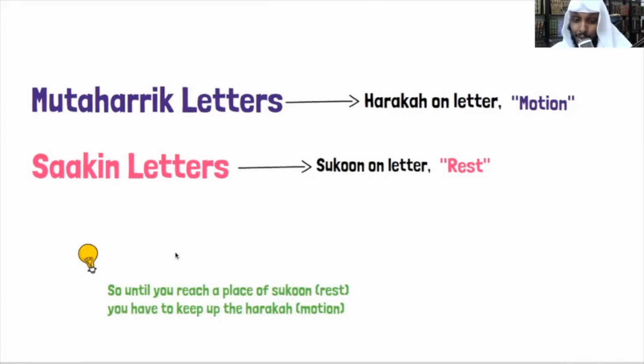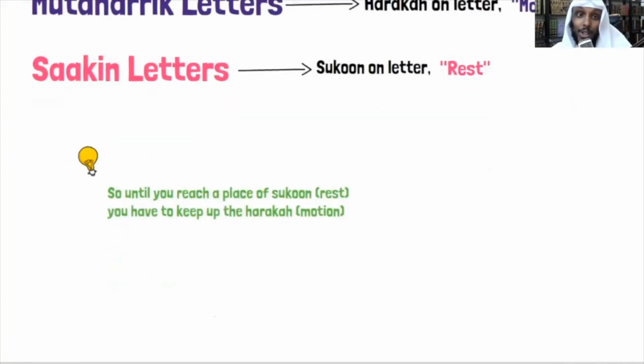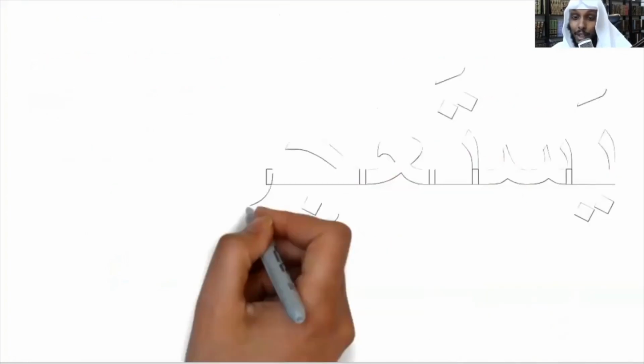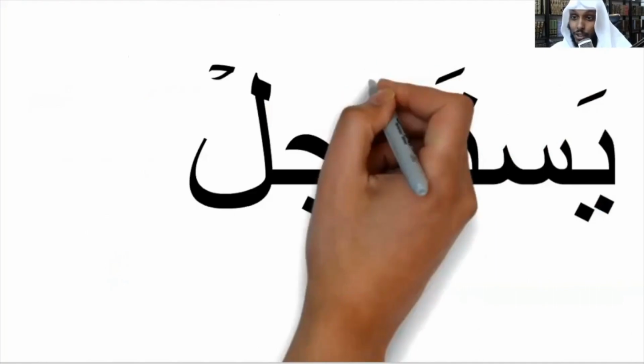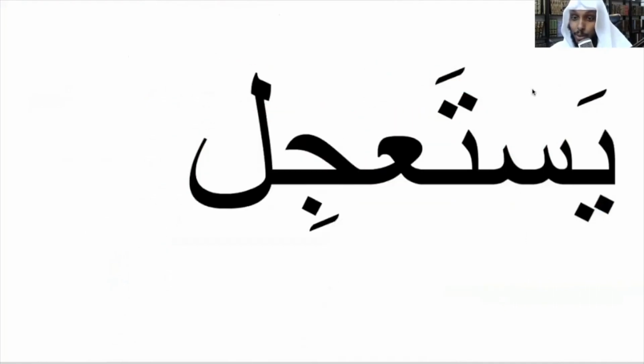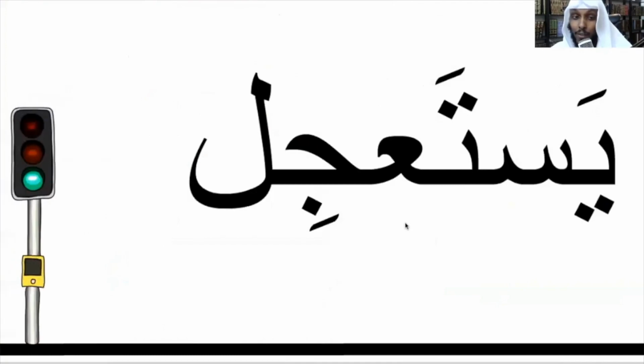Now, to show you a visual representation of that, let's look at this word, yasta'jil. These sukoon letters, what did we say? Sukoon stands for rest, for stopping. So let's change the signs and put some stop signs instead. We have this word and then three stop signs. They stand for sukoon. That's where you stop. So this is how we would read.